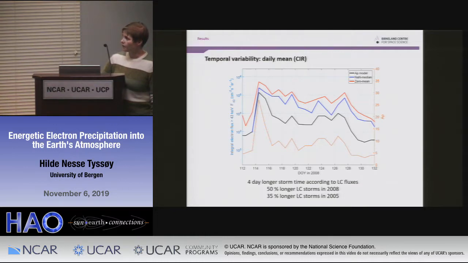But that kind of points out that, looking at this, there is an issue in trying to model CIR storms based on a geomagnetic index, as a lot of the particles will come in the recovery phase of the storm.